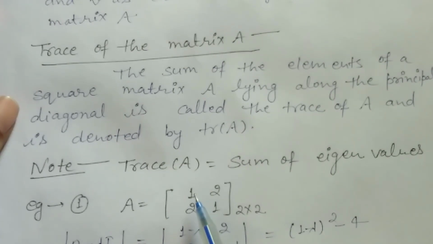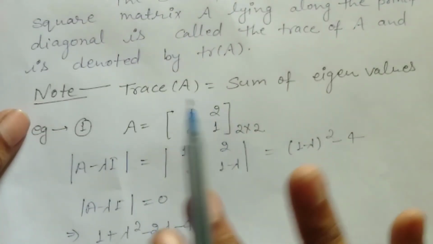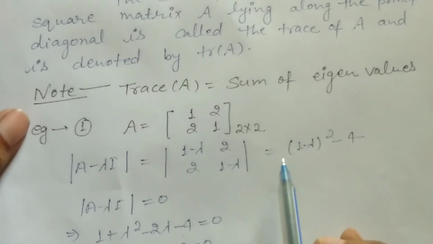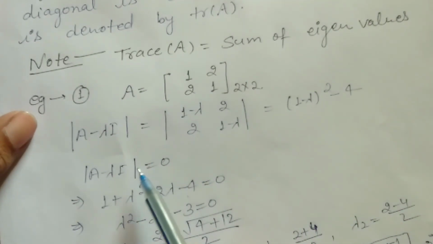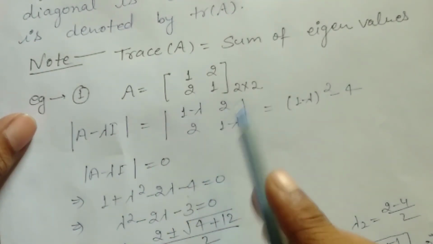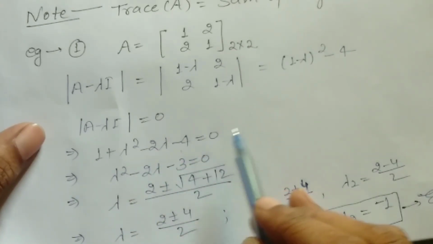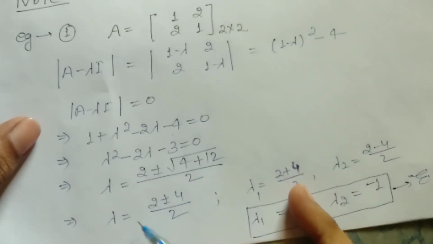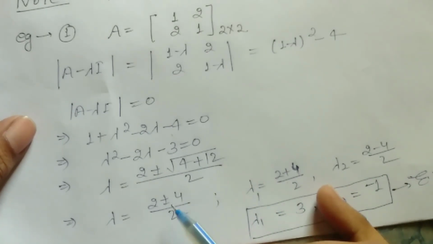We take A equal [1, 2; 2, 1]. A minus lambda I equals 0 is its characteristic equation. So the determinant of A minus lambda I equals this form, and when we simplify this we get this. The determinant of A minus lambda I equals 0, because this is the characteristic equation. (1 minus lambda) squared minus 4 equals 0, that is, lambda squared minus 2 lambda minus 3 equals 0. Simplifying this, we find lambda equals (2 plus or minus 4) upon 2. Lambda has two eigenvalues.